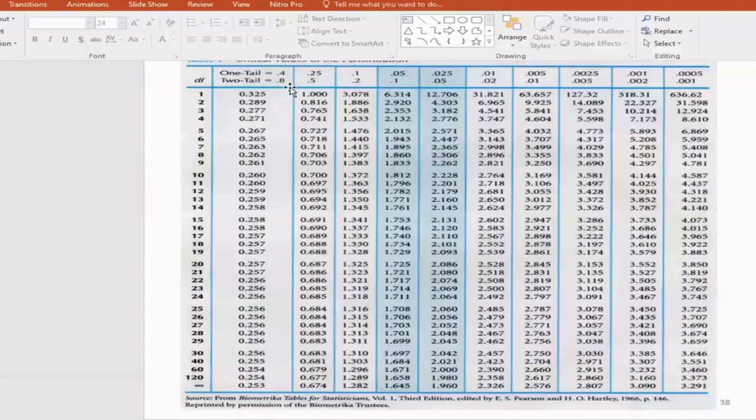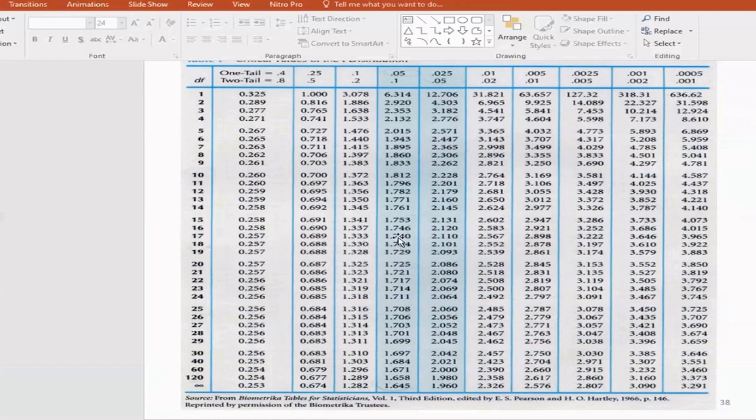If you go there, first of all, you have to see the first row, one tail or two tails. Ours is one tail because the alternate hypothesis is greater than. So what is the level of significance? 0.05. Okay, we stop here, 0.05, the fifth column. The first column is degrees of freedom, which is 17 because the sample is 18 and n minus 1 is 17. So if you go there, the row for 17 degrees of freedom, you have to stop here.